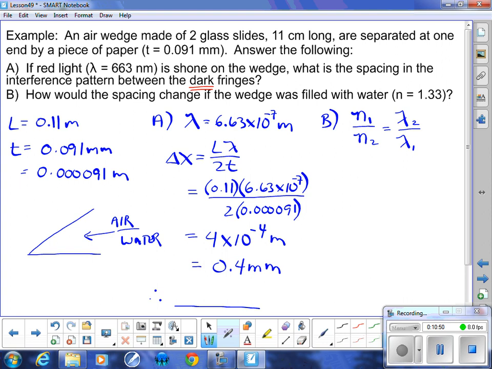That's a comparison of our indices of refraction. So 1 over 1.33 equals the new wavelength over 6.63 times 10 to the negative 7. Doing my calculation for lambda 2, we end up with a wavelength of 4.98 times 10 to the negative 7. And that's in meters. So the wavelength decreases. That makes sense because your velocity is going to slow down inside that medium.